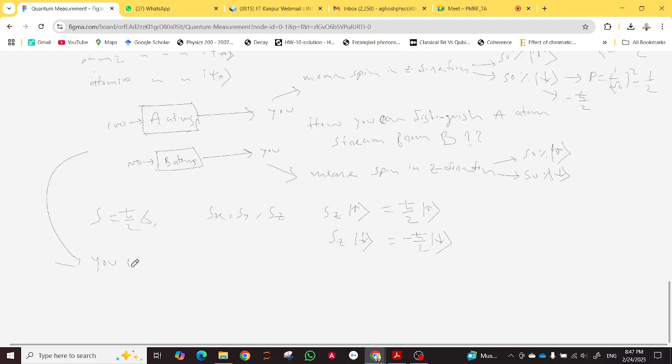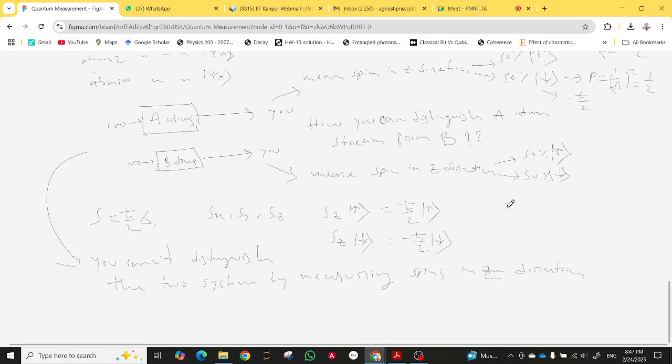So you cannot distinguish the two systems by measuring spins in the z direction.